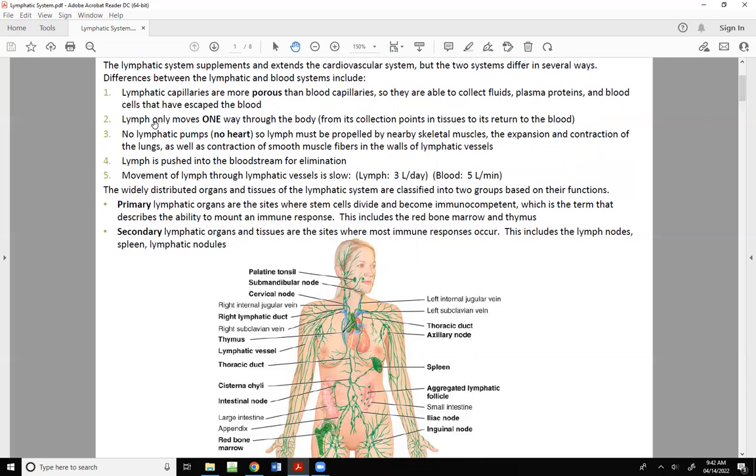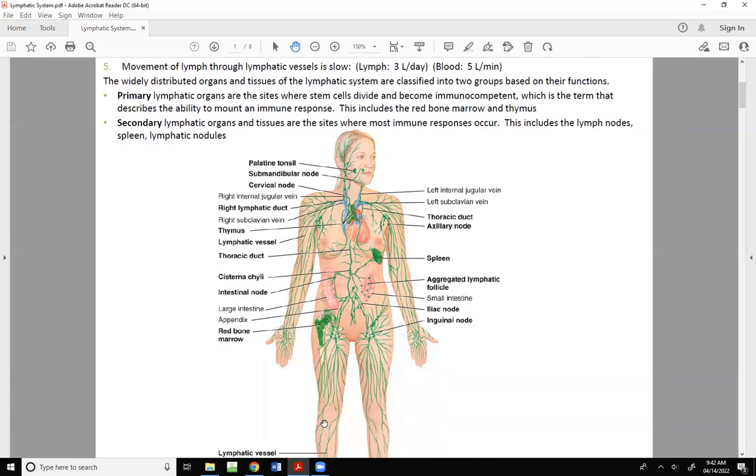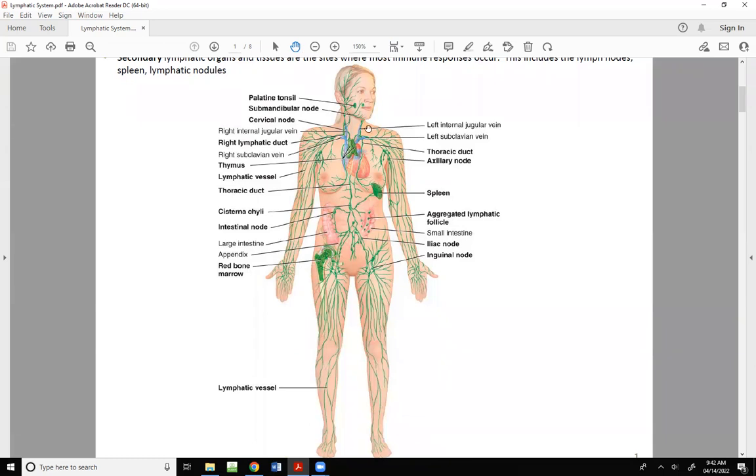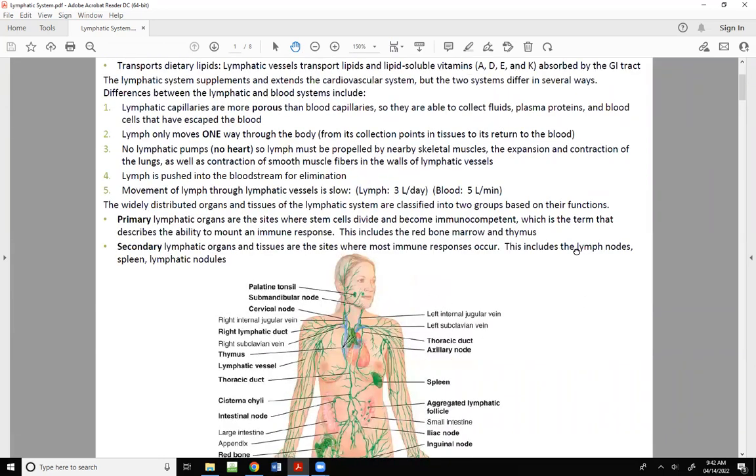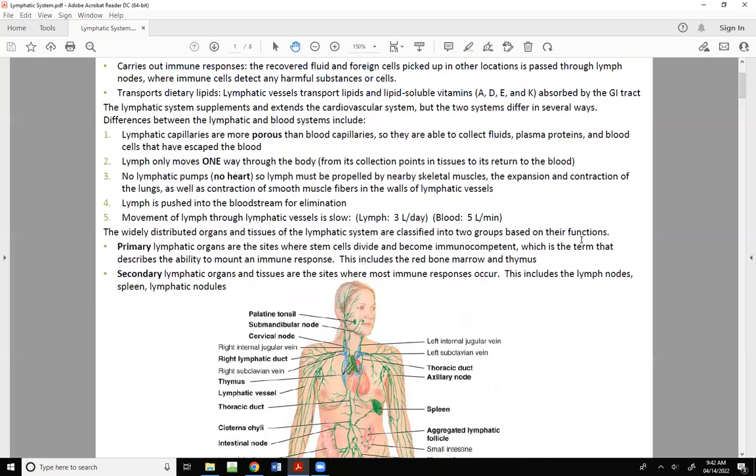Okay. Lymph moves in only one direction, whereas the cardiovascular system has a 2-directional flow away from the heart and then back to it. In the case of lymph, it's always flowing back towards the heart. It's never going away from the heart. It's always going towards it from wherever it's collected, whether it's in the arms or all the way down in the toes. It's going in that one direction back to its return to the blood.